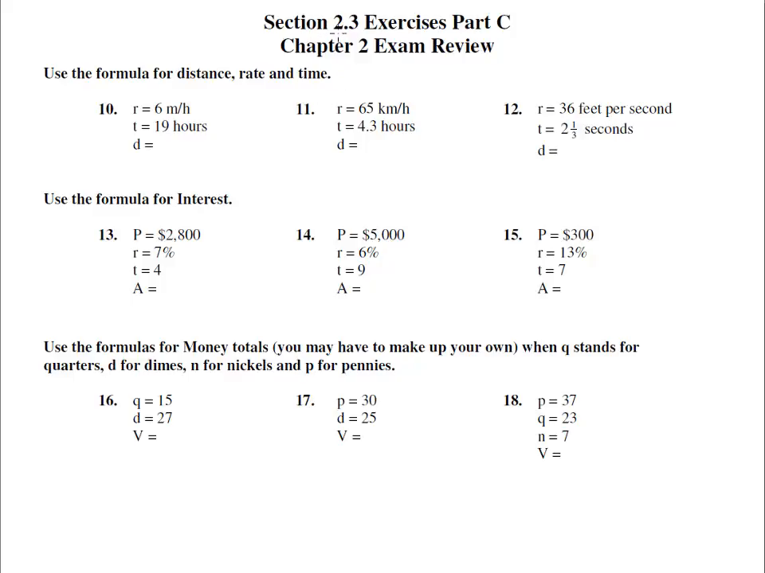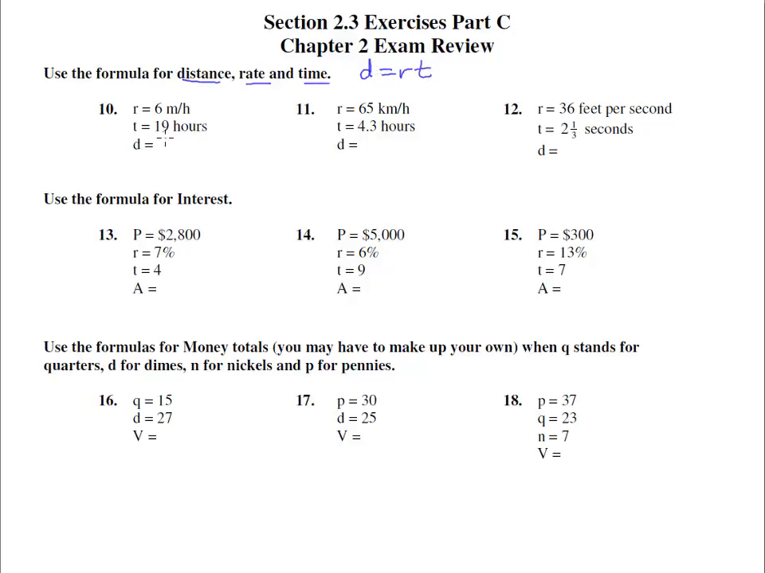Here we are in section 2.3, exercises part C with the chapter 2 exam review. Solutions to numbers 10 through 18. Number 10, use the formula for distance, rate, and time. You can pull that out of your book, and it is distance equals rate times time, or they may have written rate times time equals distance. So using this formula, let's do this one.